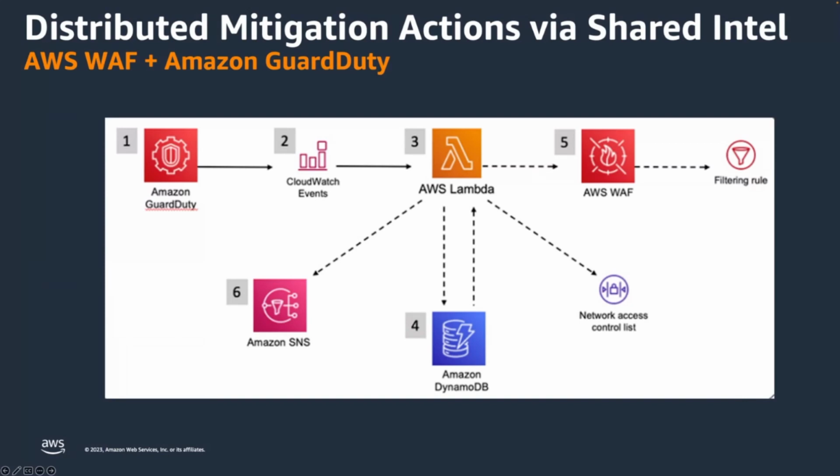So network access control list, sometimes called a NACL, is a mechanism for blocking traffic within our VPCs. So not only will we be blocking traffic going to our application endpoints, but we'll also be blocking any communication in our private VPCs to these IP addresses. And then in step number 6, we'll send a notification email via Amazon SNS that the workflow is completed successfully.